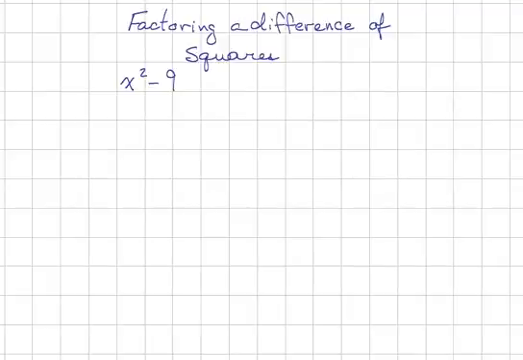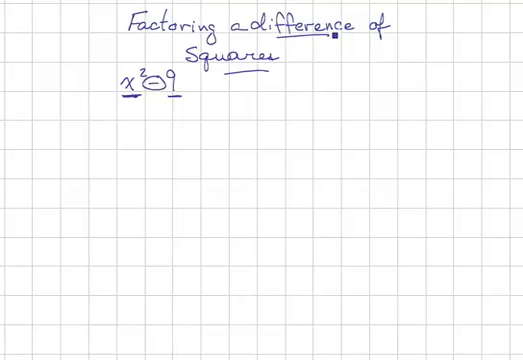So in this video, we're going to look at factoring a difference of squares. In particular, we'll start with an example like x squared minus 9. What makes this a difference of squares is that the first term and the last term are both perfect squares. X squared is the result of x times x, and 9 is the result of 3 times 3, or 3 squared. And it's a difference because of that subtraction sign.